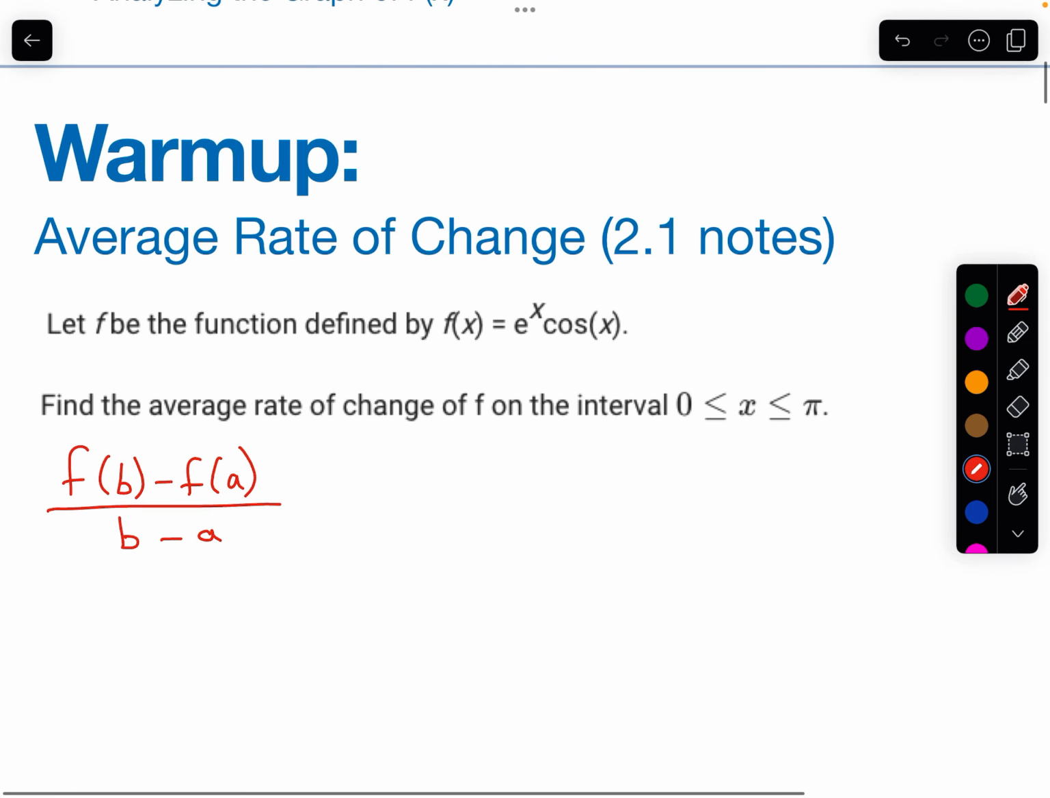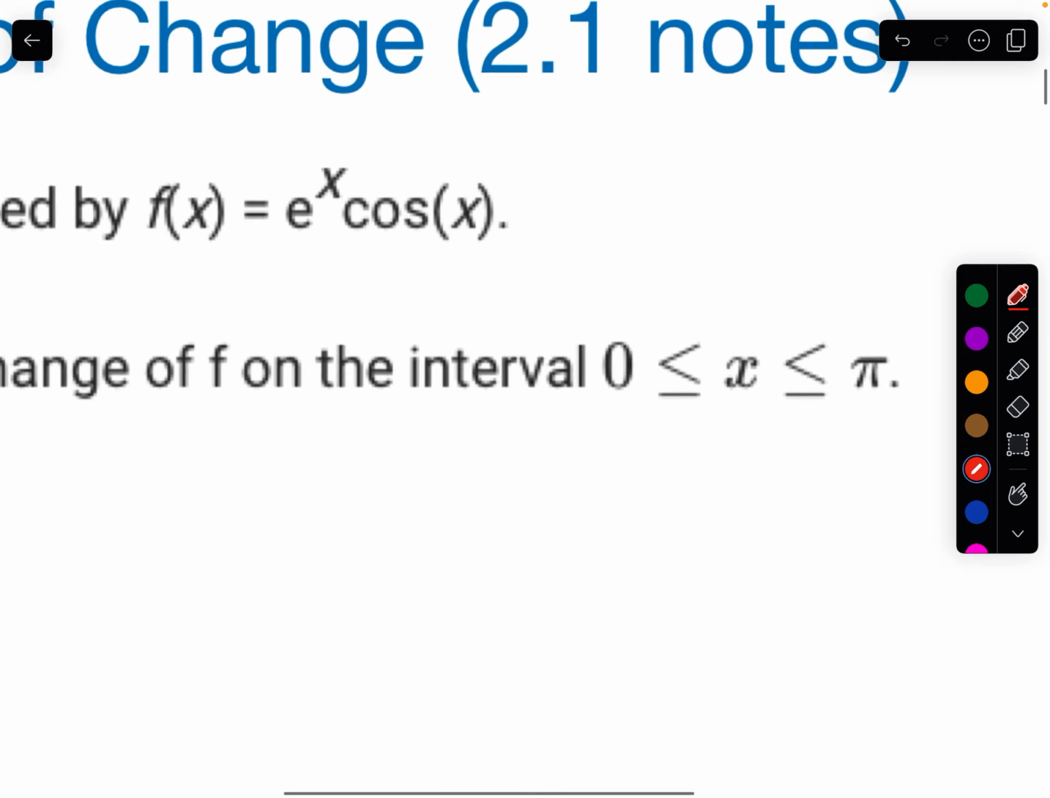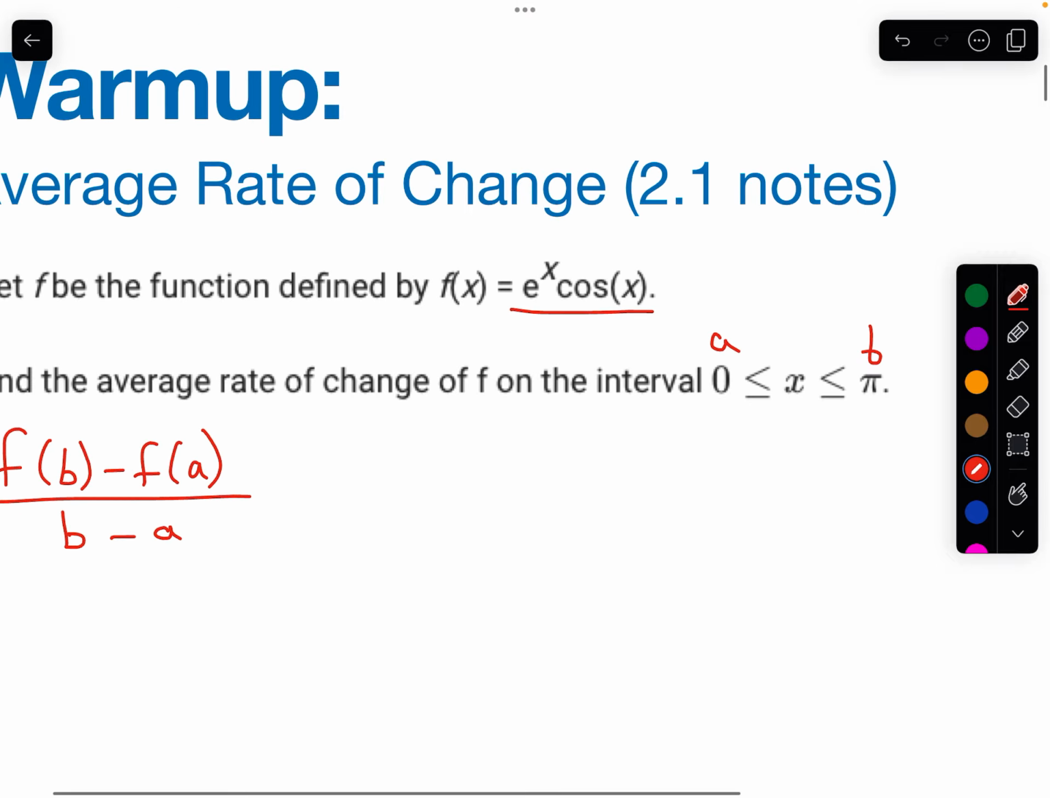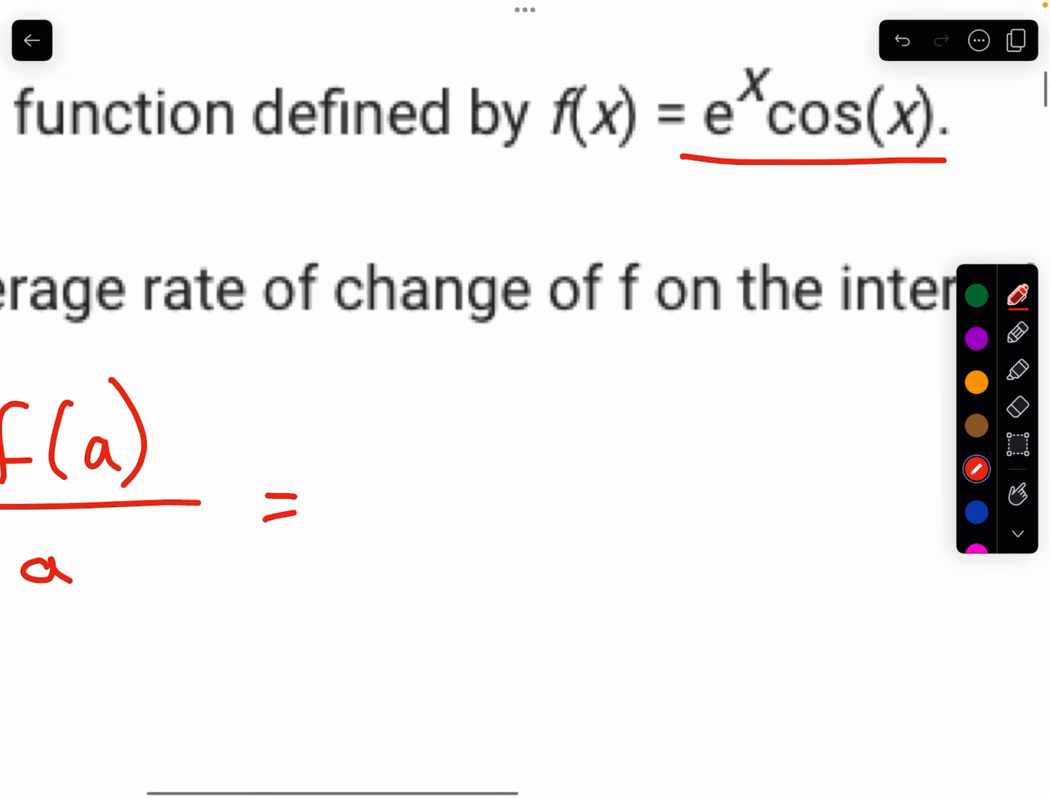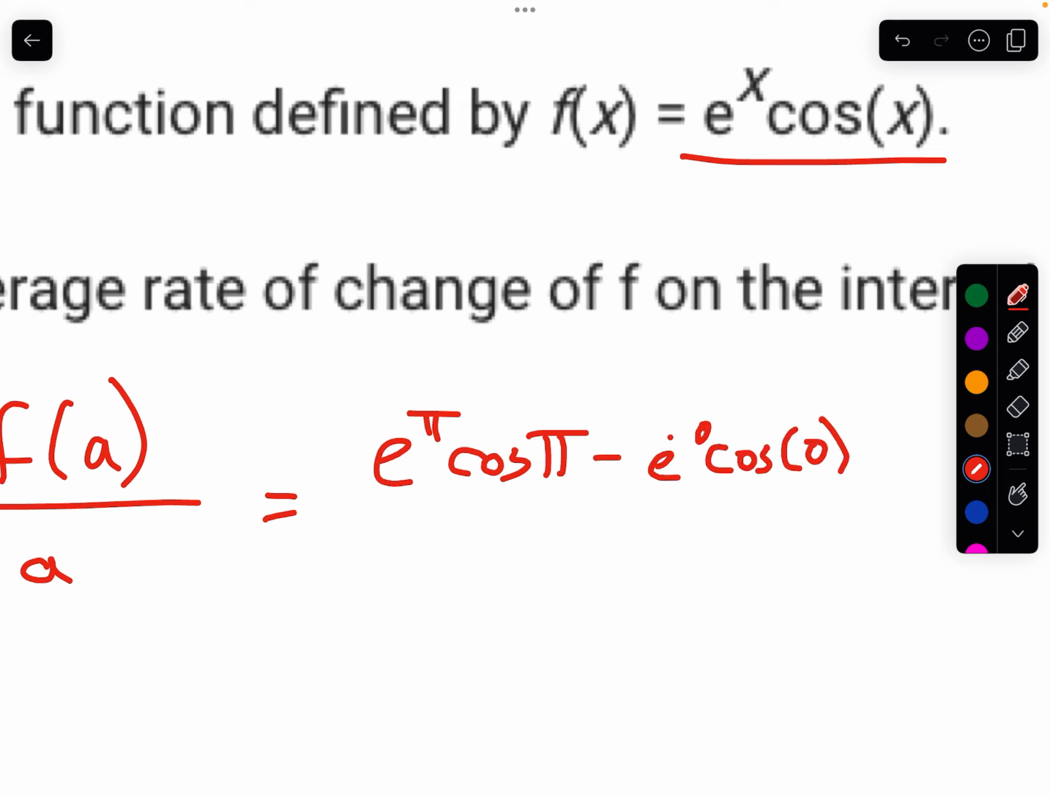For this particular problem, finding the average rate of change of e to the power of x cosine x on the interval from 0 to pi, here's our a, here's our b, here's the function in question. So let's calculate f of b, that's f of pi, minus f of a, e to the power of 0, cosine 0, over b minus a, pi minus 0.